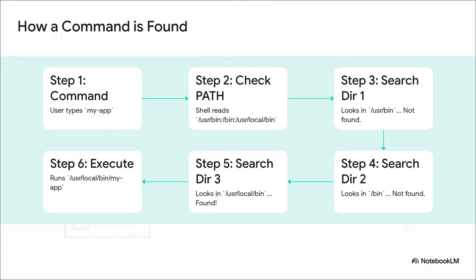Yeah, this lays it out perfectly. Let's say you type myapp. The shell grabs your PATH. First stop, /usr/bin. Is it there? Nope. Okay, next up, /bin, anything? Still no. Finally, it checks /usr/local/bin, and bingo! It found it. The search is over and it runs the program. The second it finds a match, it stops looking.